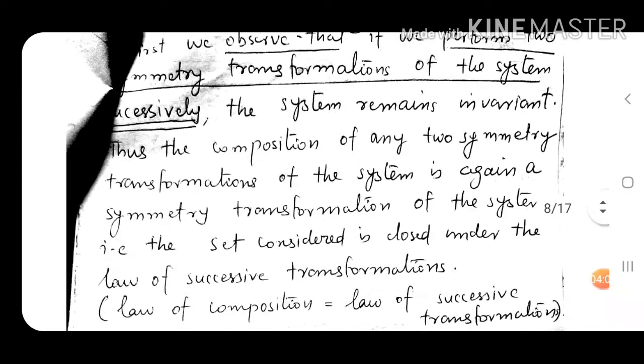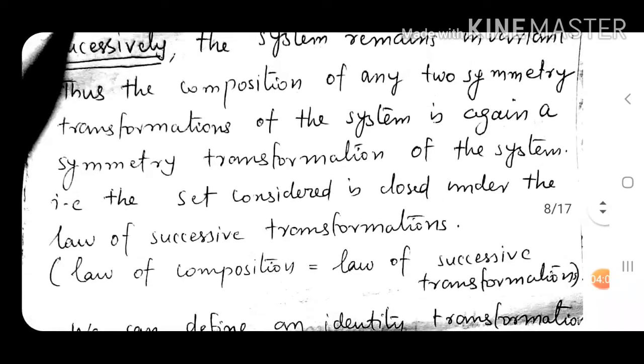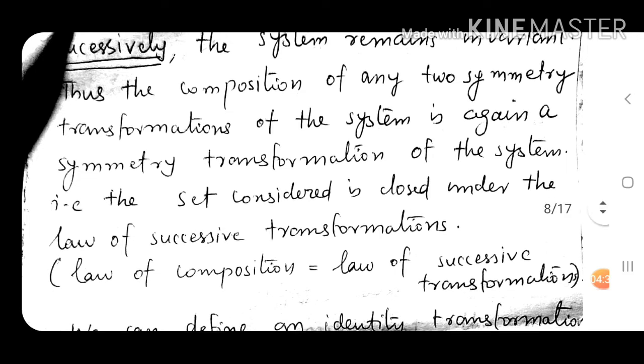We know a group has a law of composition. The law of composition here is the law of successive transformations. So the composition of any two symmetry transformations of the system is again a symmetry transformation. That we will see with an example. We know that for a set of elements to be a group, all the elements have to be distinct. There has to be a law of composition, and then it has to satisfy four properties.